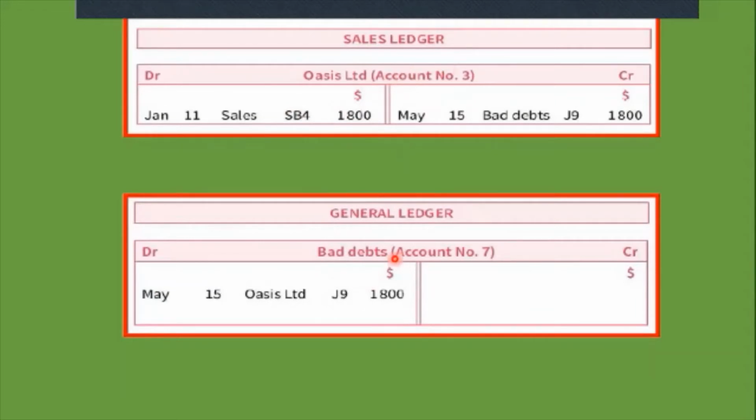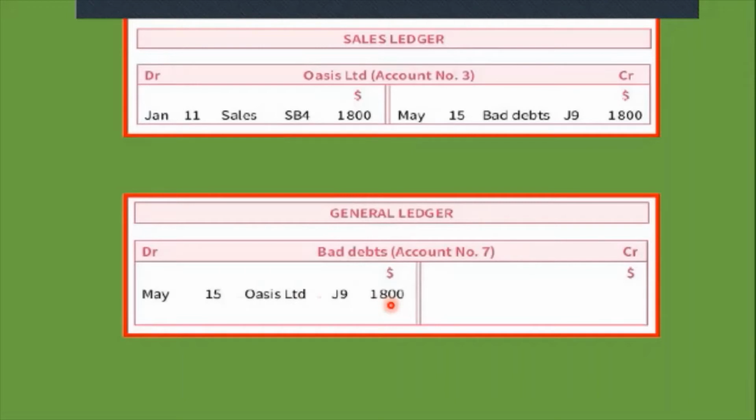In the general ledger, you have the double entry side of it. In the bad debts account, we have Oasis Limited 1,800. Okay, and you would have written off the bad debt there. So it's not anything terrible.